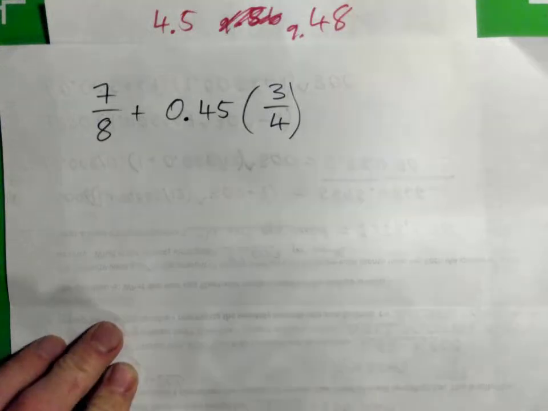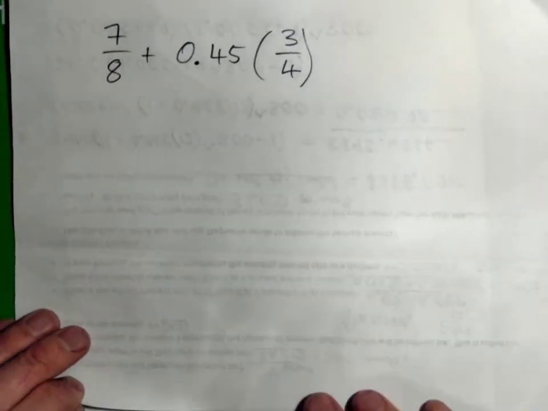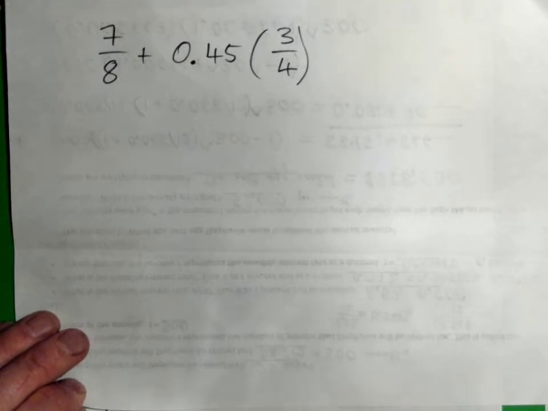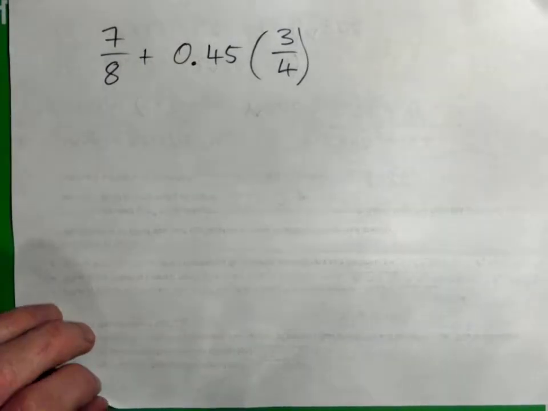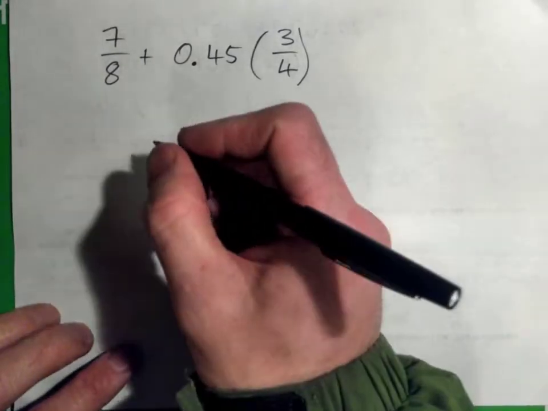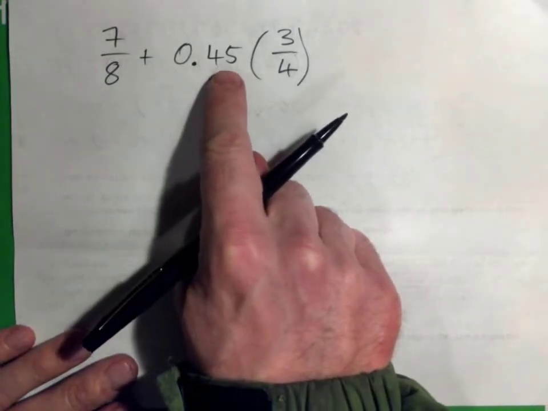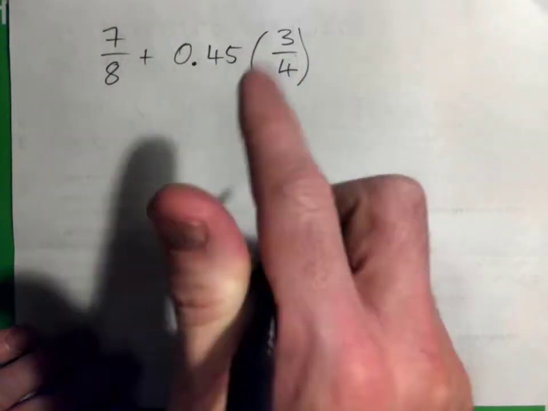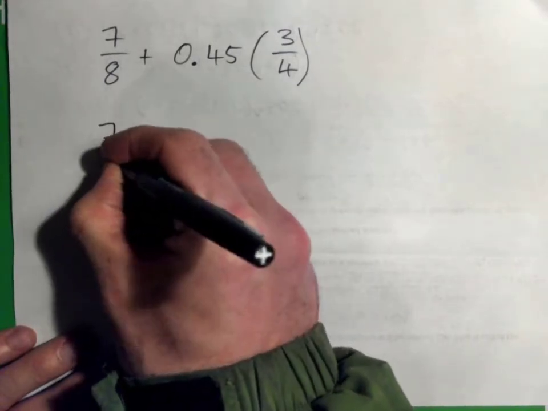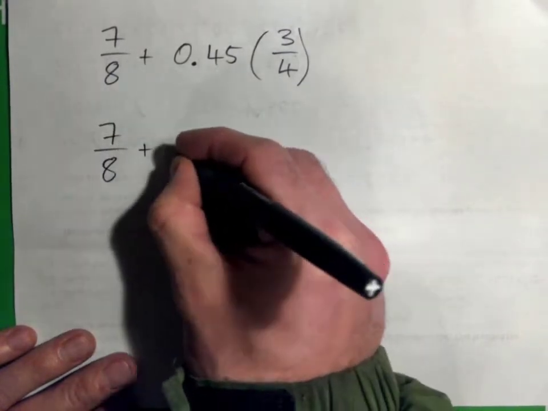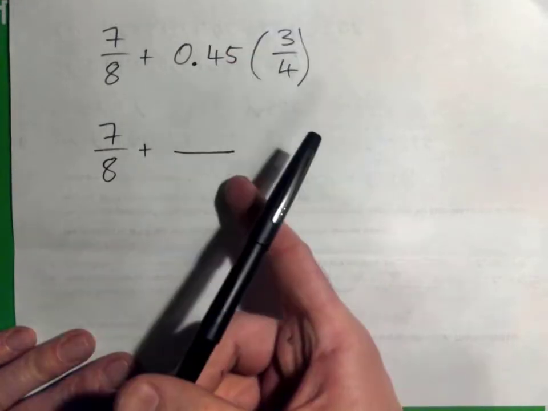All right, so 7/8 plus 0.45 times 3/4. So, first thing I want you to do is, I bet you it'll work out pretty well if you turn this sucker into a fraction. So I challenge you to turn this guy into a fraction. 0.45 is what over what?